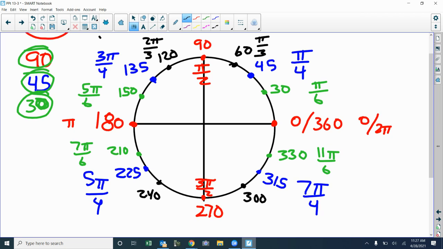240, anyone? 4 pi over 3? That is correct. How did you know that? And 300? 6 pi over 3? No. Or 5 pi over 4? I'm sorry, over 3. 5 pi over 3.